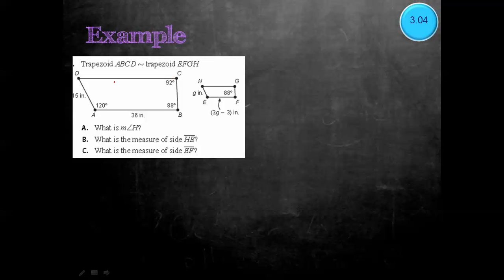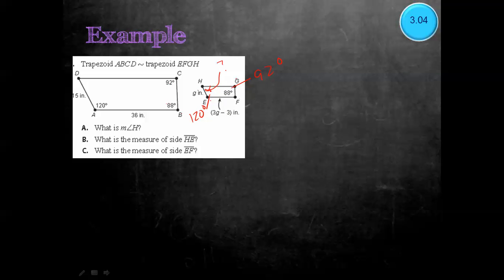In trapezoid, here, trapezoid ABCD is similar to EFGH. I want to find the measure of angle H. So I don't know what this measure is. Now, here, I'm given that F is 88 degrees, which I see that B is 88. So we know that all these angles are equal. So I know that this angle is 92 degrees, and I know that this angle is 120 degrees.